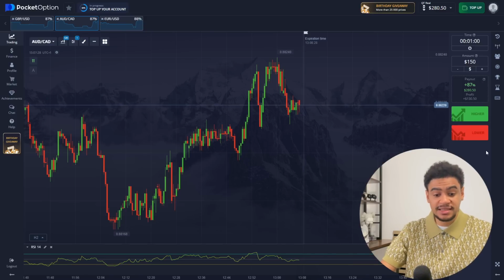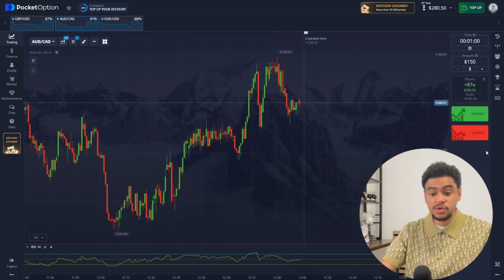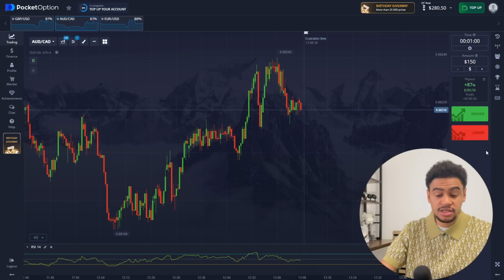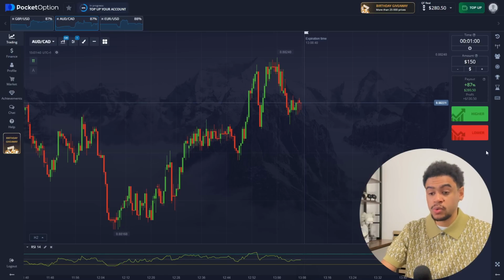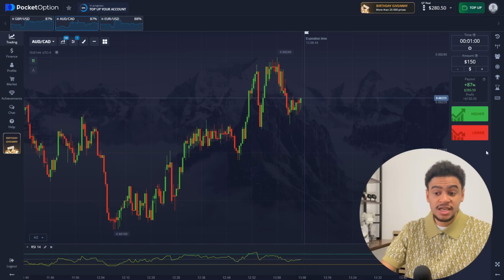This is the exact same situation we had on the previous chart, except here we have a very prominent support level where the price is currently sitting at. So what we're gonna do here is we're going to place a buy position trade, and we're going to see if the price goes up.